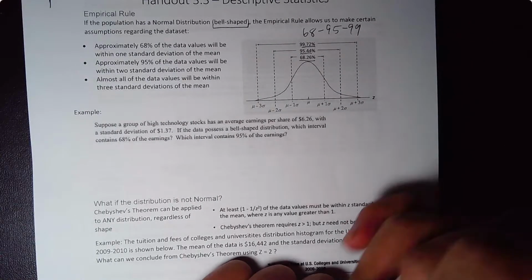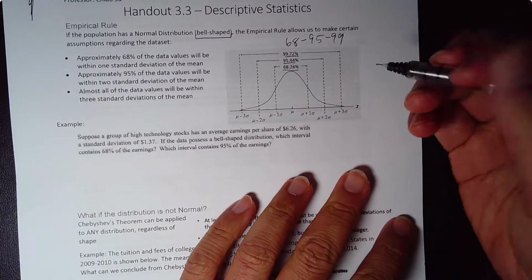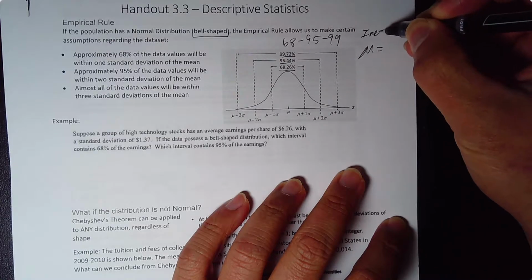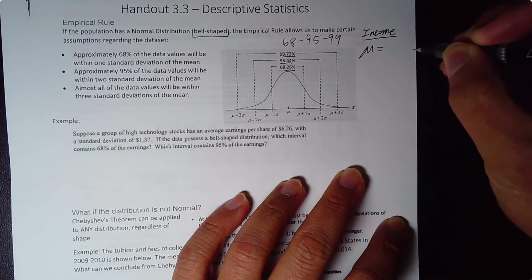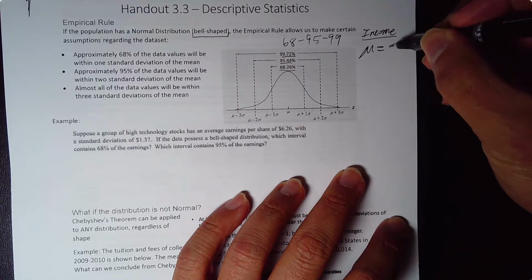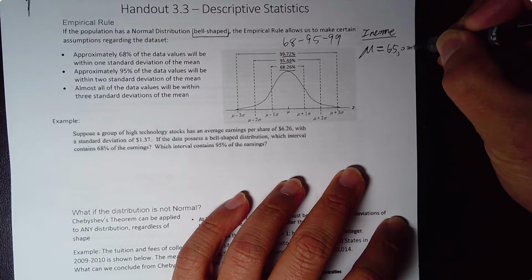So let me make an example. Let's say we're talking about income, and you have a mu, the average. Let's say that the average is 65,000.